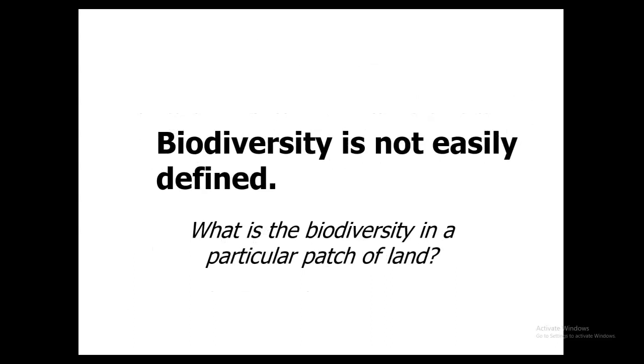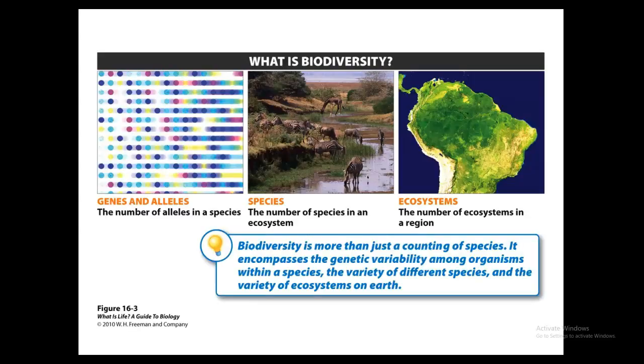Biodiversity isn't easily defined. So what is biodiversity in a particular patch of land, for example? Technically, we define it as the variety and variability among all genes, alleles, species, and ecosystems on Earth. Looking at genes and alleles, it could be the number of alleles in a species. If you look at species, it's the number of species in an ecosystem. And if you look at the ecosystem, it's the number of ecosystems in a region.